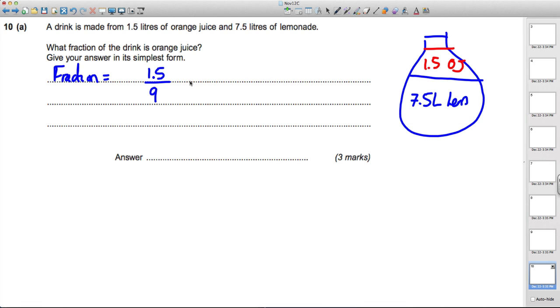So if we want to simplify this and make it a proper fraction, because we're told to give the fraction in simplest form, we could double top and bottom, which would be equal to 3 over 18. But that's not a simplified fraction. We could then divide top and bottom by 3, and we get 1 over 6. So the simplest answer is 1 over 6. 1 mark for simplifying, and the other marks for actually working it out. Nice and easy.